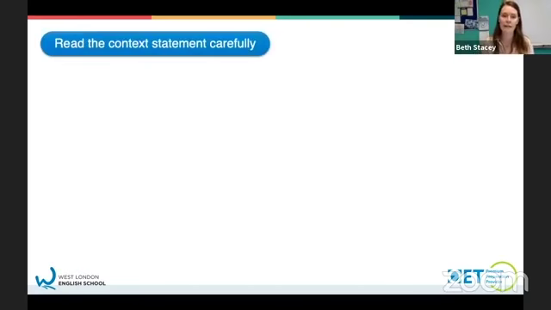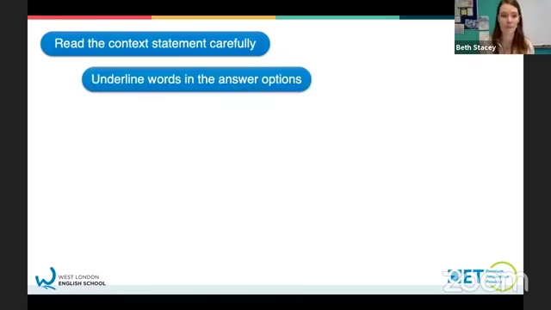So if we really think about part B, listening, you've got to read or listen carefully to that context statement because it gives you an idea about who you're listening to and also where you are or where they are.